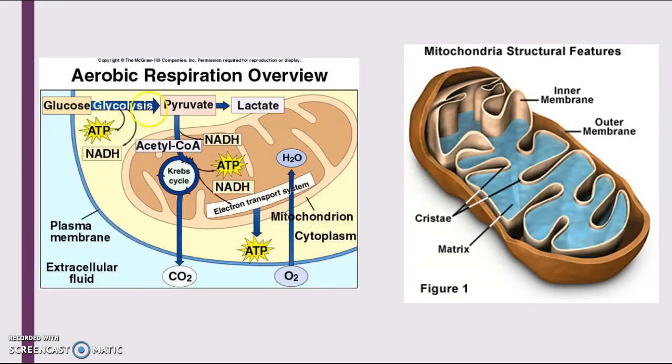Okay, so here's our mitochondria. You can see it has ATP kind of all over it. This is where we make most of our ATP. Kind of looks like a kidney bean, and you can see that this inner membrane here is very folded. This is where the electron transport chain takes place.